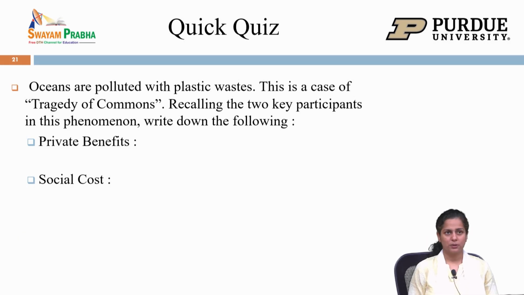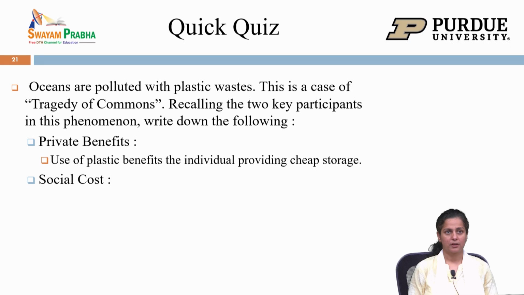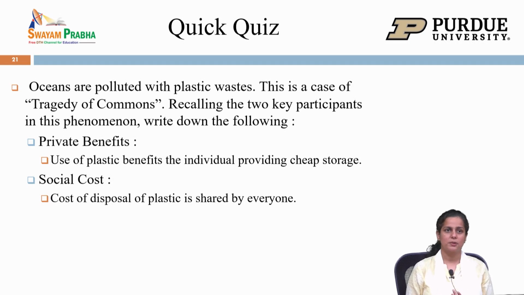Okay. So, let us go to the private benefits. The benefit of using plastic goes basically to the individual that is using it, and it provides them cheap storage. Of course, every individual is using it and it is providing them cheap storage. That is the privatization of benefits. But the cost gets distributed amongst different people: the cost of disposal of plastic is shared by everyone, because it is going into rivers, oceans and landfills, and whatever negative externalities are happening, they are shared by everyone in the system. So, this is a classic case of tragedy of the commons.